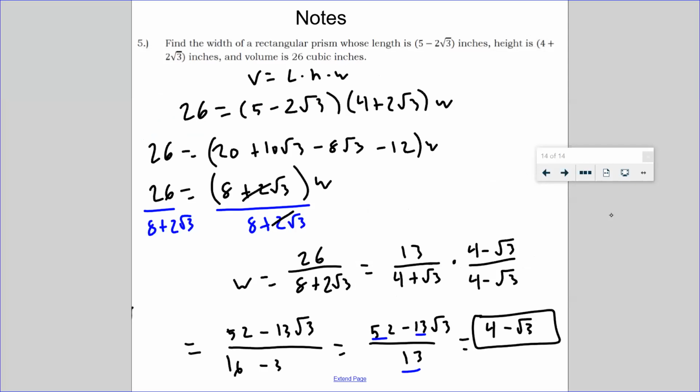I didn't want to do the same problem again, but I couldn't find anything else similar to this. So I just went ahead and redid it. But any questions on this problem? Are we okay with that?